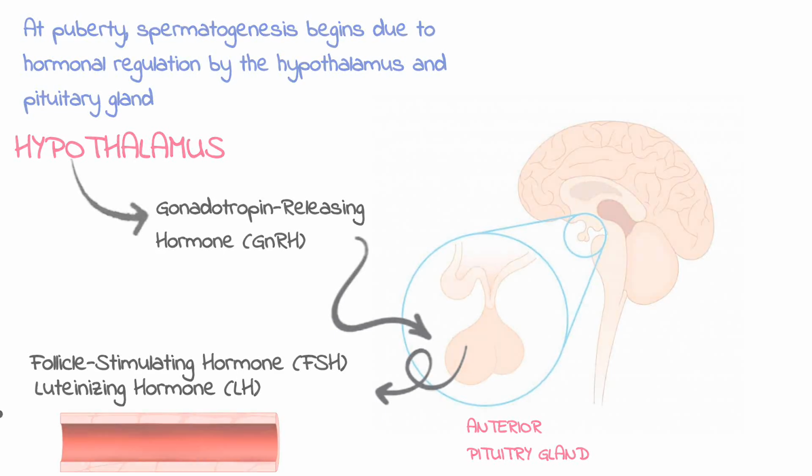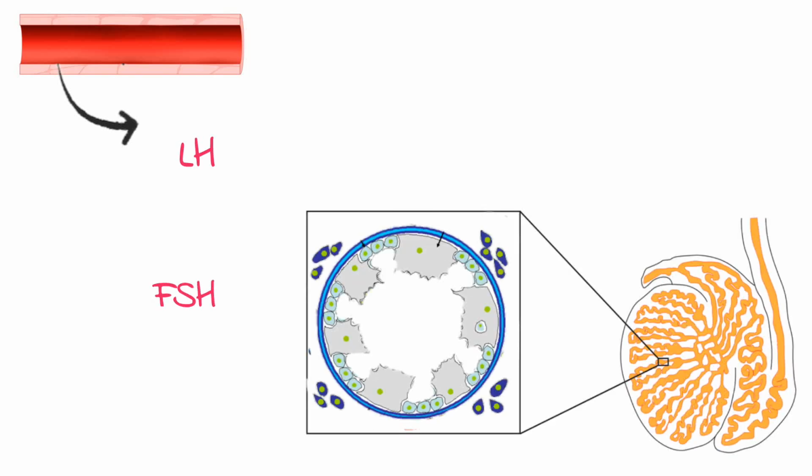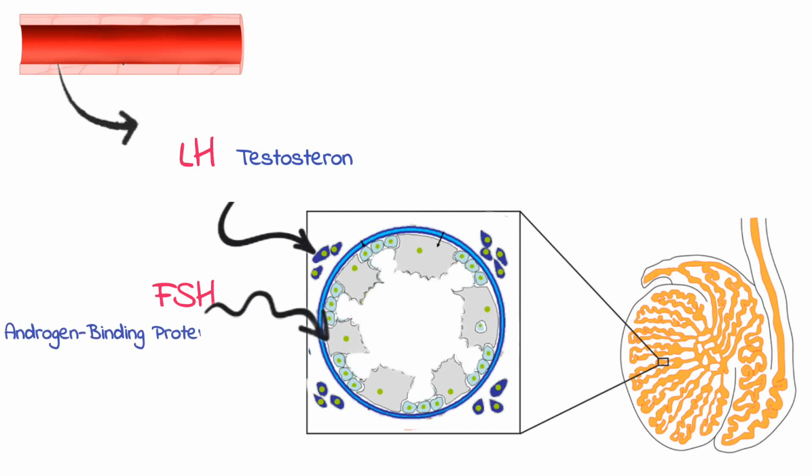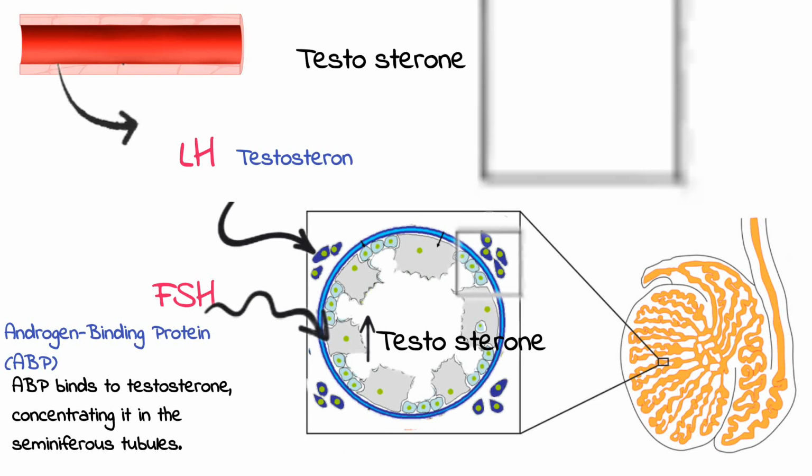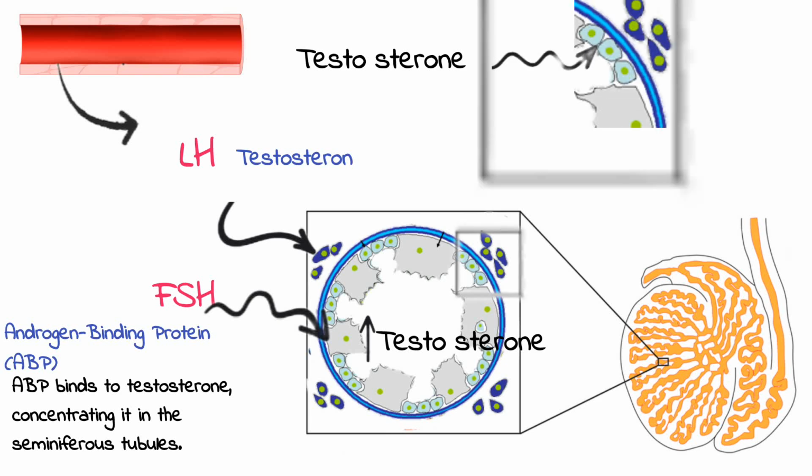The LH and FSH are released from the blood into the testes. Luteinizing hormone acts on Leydig cells, and the Leydig cells release the testosterone hormone, while follicle-stimulating hormone acts on Sertoli cells, and Sertoli cells release androgen-binding protein. Androgen-binding protein binds to testosterone, concentrating it in the seminiferous tubules. So, inside the tubule, the level of testosterone increases. This testosterone activates the spermatogonia cells to form the sperm through the process of spermatogenesis.